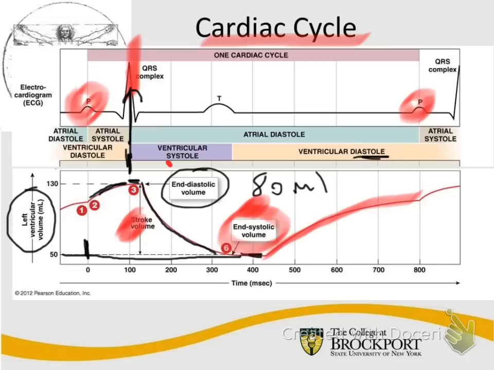But if we really decrease ventricular diastole, that's the same as saying if we really increase heart rate, so 130, 160, 190 beats per minute, well now end diastolic volume is going to decrease because we don't have as much filling time.